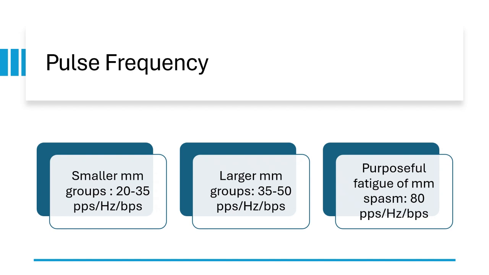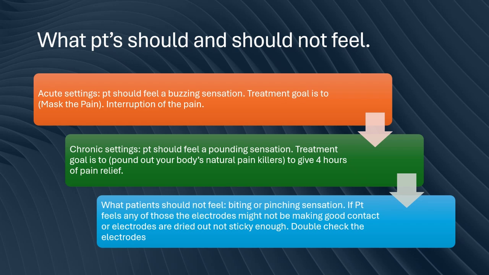And then what the patient should or should not feel. Acute settings, patients should feel more of a buzzing sensation. So your treatment goal would be to mask the pain, so like an interruption to the pain. And then in the chronic setting, the patient should feel more of a pounding sensation. So your treatment goal, you're basically trying to pound out your natural painkillers in your body to give a 4-hour pain relief.